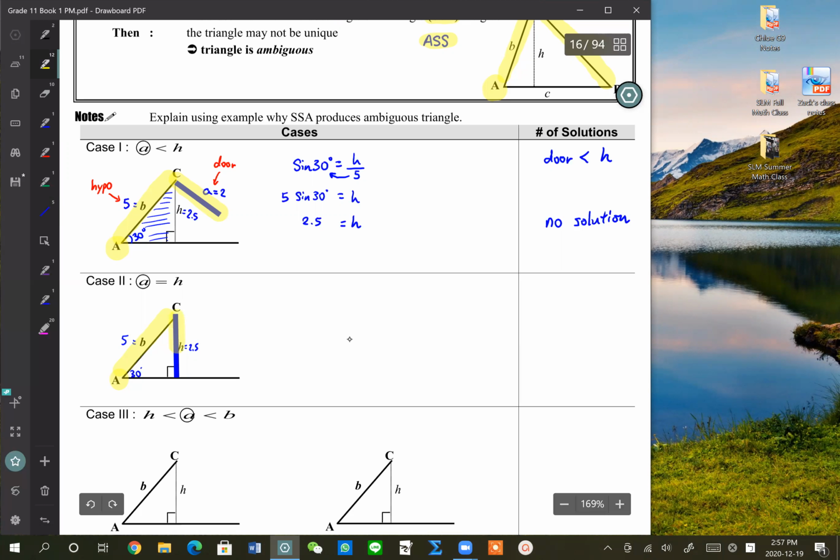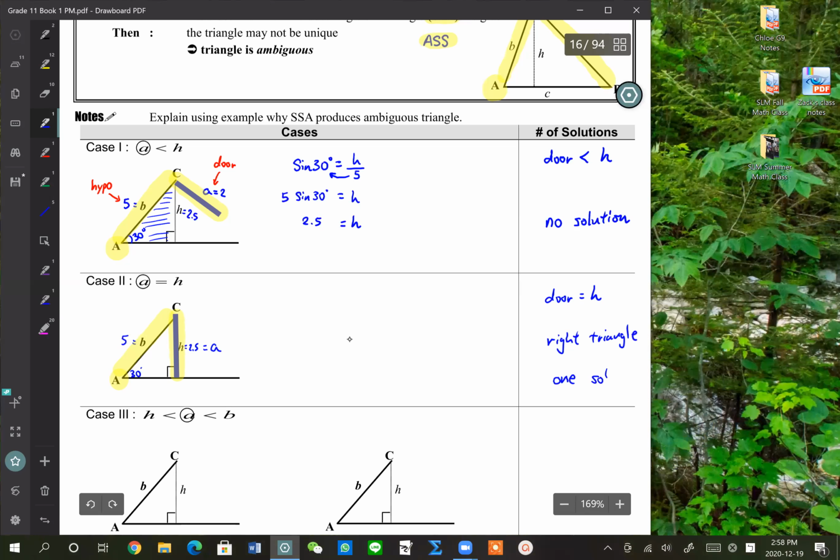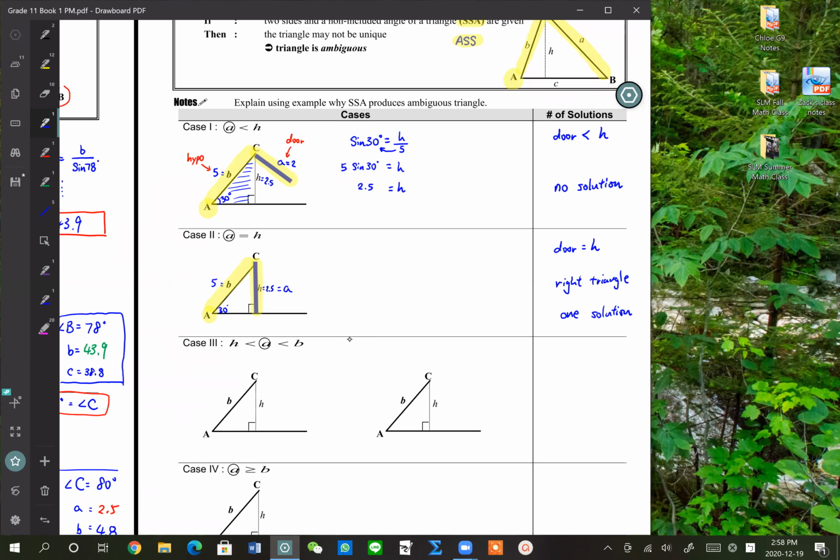So when the door is equal to height, h equal to 2.5 also equal to a, then you have a right triangle, right? Because it doesn't move. Right triangle. And that's the only way to draw it. So that's one solution, when the door is the same as height. You cannot memorize this, just try to understand why. I show you with the moving door, then you can understand. Okay, let's move on to case 3.